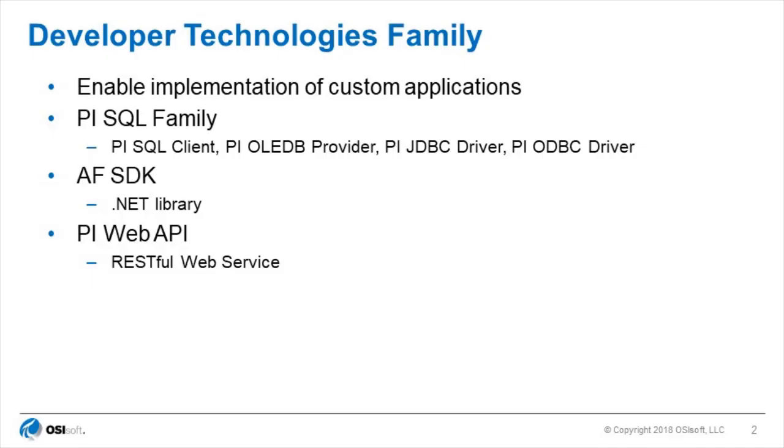The PyWeb API is a member of OSIsoft's PyDeveloper Technologies family of products. This suite of products is designed to support the implementation of custom applications to work with the Pi system. Other members of this family are the PySQL family of products, such as PyOLEDB Provider, PyJDBC, and PyODBC drivers, as well as the .NET-based AF SDK.